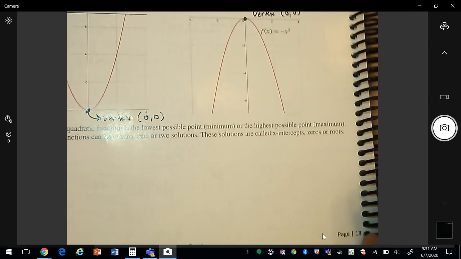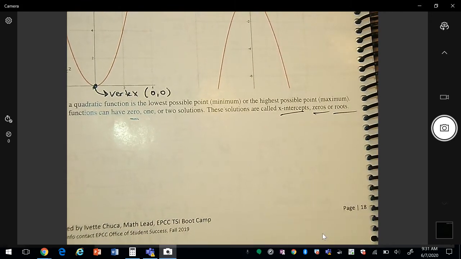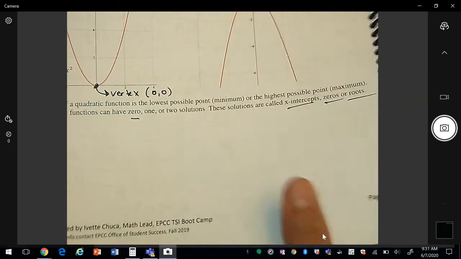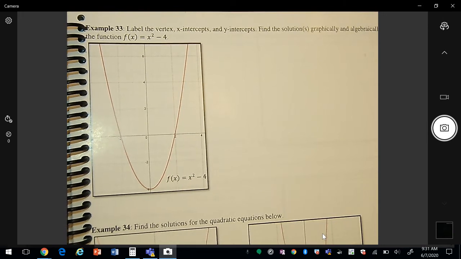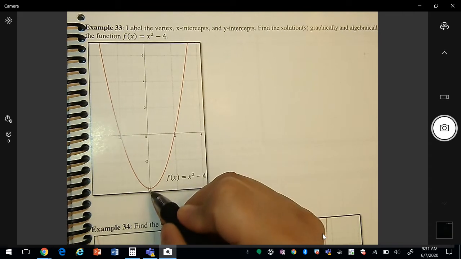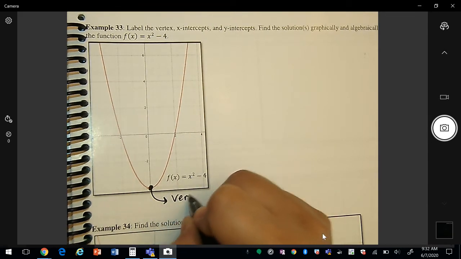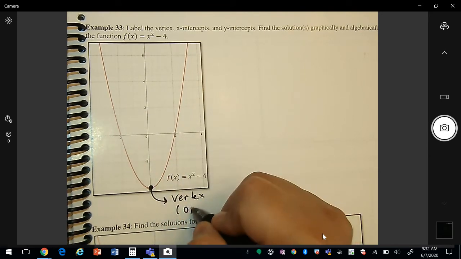In the previous section, we saw that the solutions are called zeros, or x-intercepts, or roots. And these can have one solution, two solutions, or 0 solutions. Label the vertex, x-intercept, and y-intercept, and find the solutions graphically and algebraically. So the vertex is located down here. That's the minimum point of the parabola. And it's located at 0 for x, and y is negative 4.